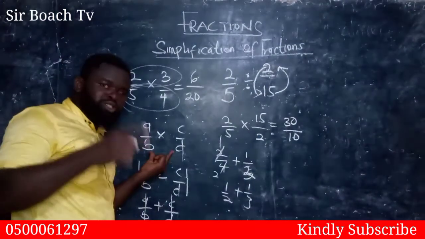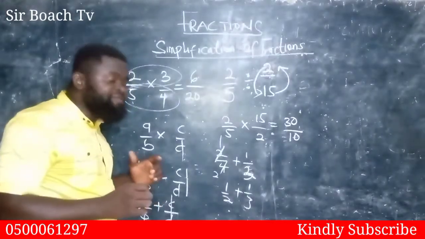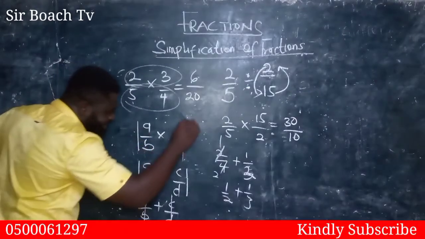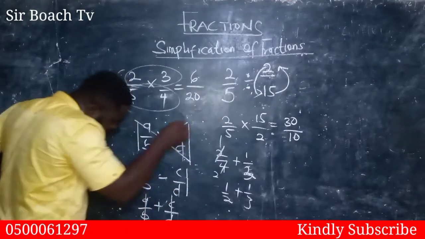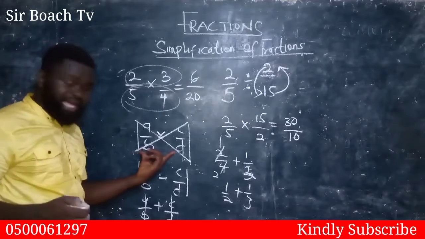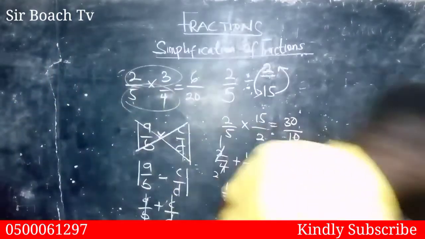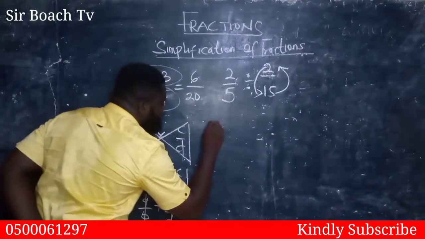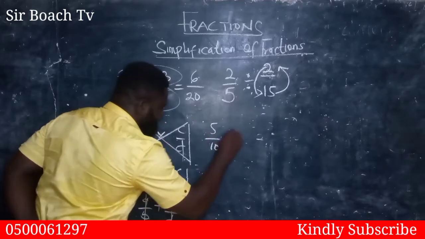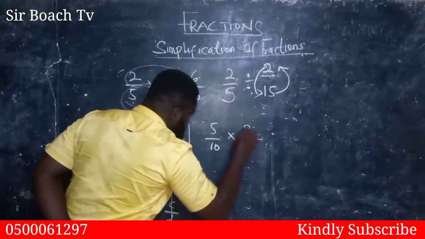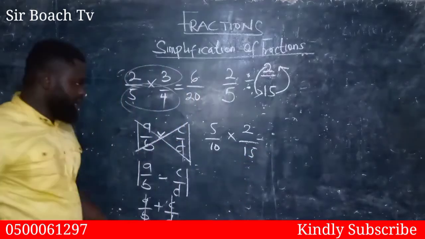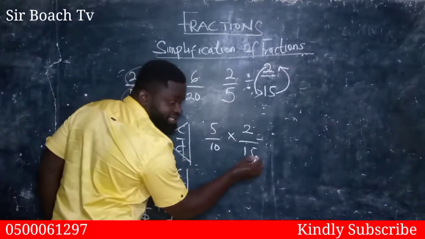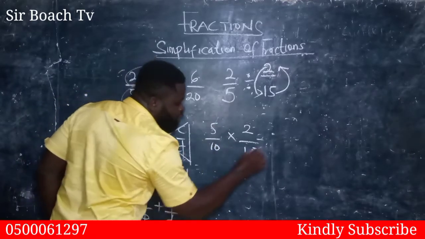Now, when it comes to multiplication, we have so many ways of canceling. We can cancel like this, like this, like this, and also like this as well. What do I mean by this? Let's take an example. So if we have 5 on 10 times 2 on 15, if I have this as a question to multiply, I can decide to cancel this 5 with this 15, saying 5 goes here 1, it goes here 3.